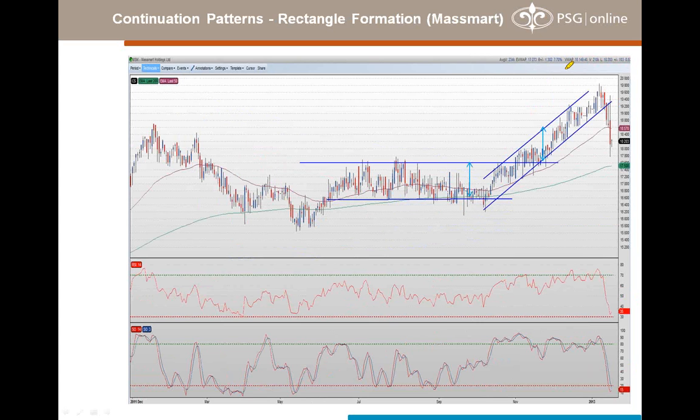Here is an example of a rectangle formation. This is on Massmart. For a while it was moving sideways. Measure that distance, and at the breakout you can see where it goes. The nice thing is you can also draw a nice little channel, and that was our trigger to go short. There we go, oversold. I just want to highlight that the sideways market gives a minimum target. It exceeded it. So this is how you use your chart patterns.